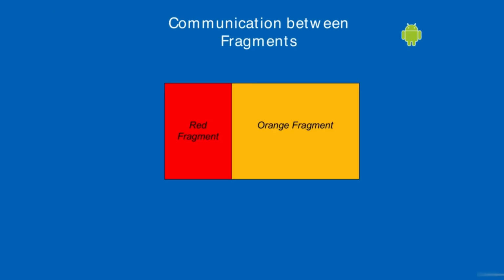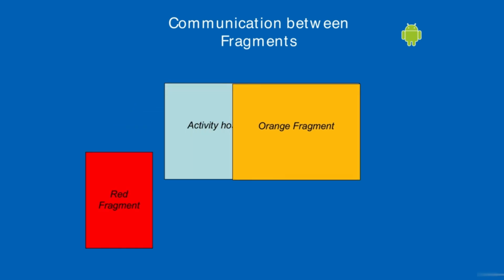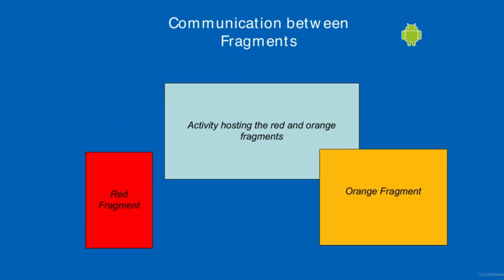So let's quickly have a look at communication between fragments. Two fragments cannot directly communicate with each other. They need to communicate via the activity that's hosting the two fragments, or the three or four fragments. Let's take this example where we have a red fragment and an orange fragment. If we take them off the activity there, you can see that at the back we've got the activity, and this activity is hosting both the red fragment as well as the orange fragment.